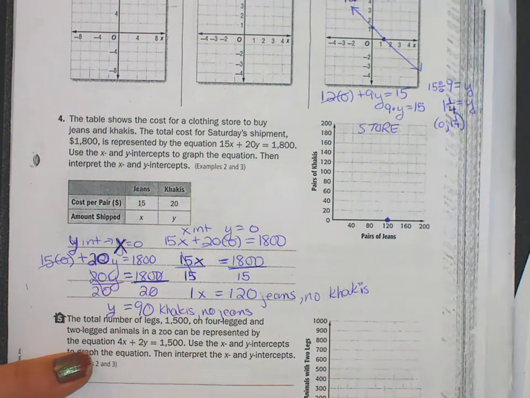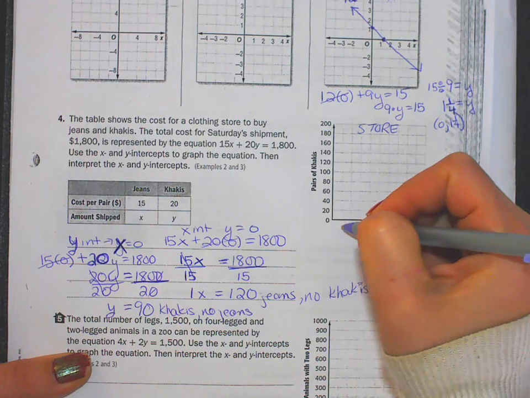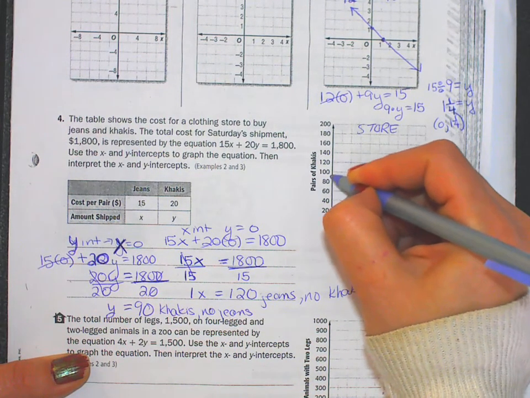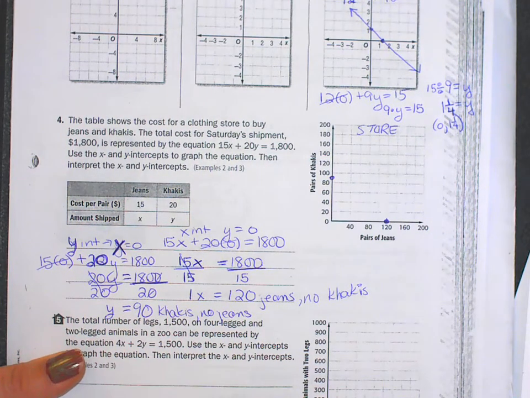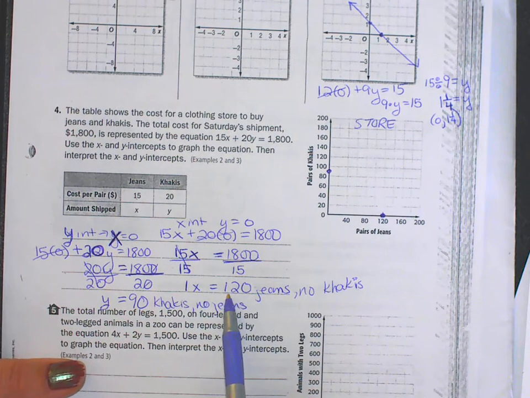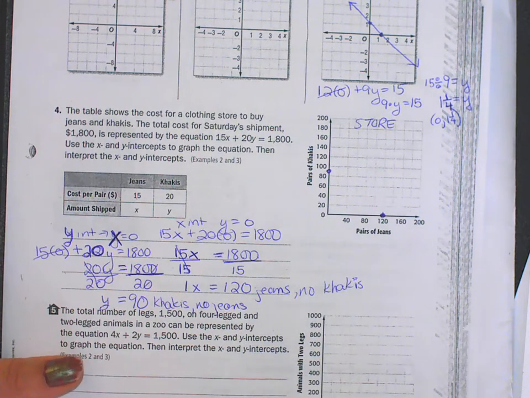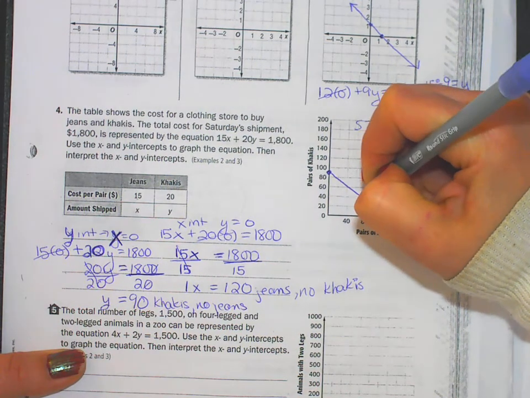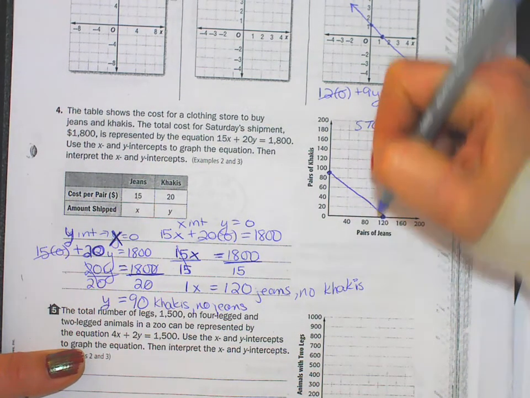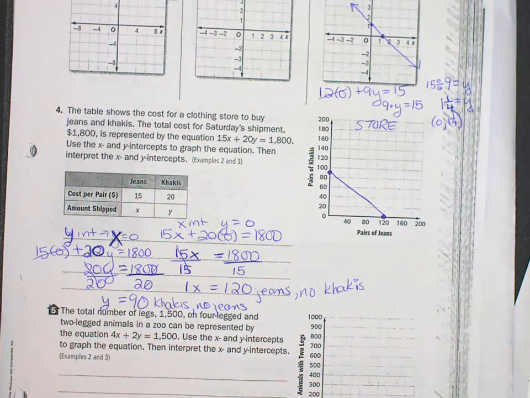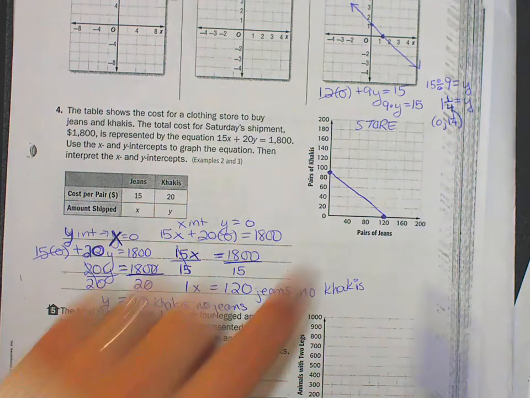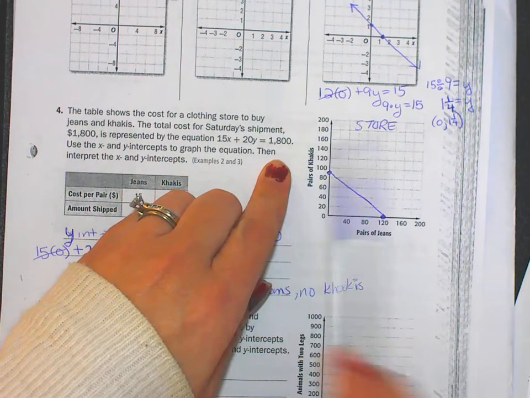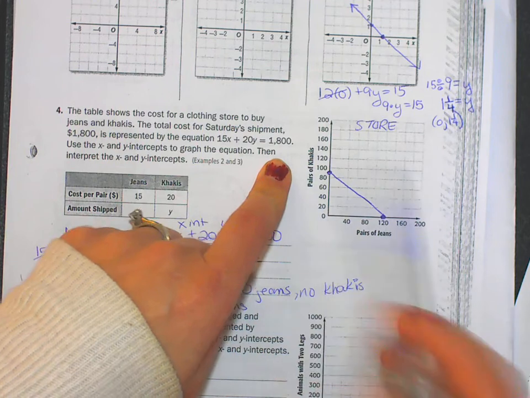For $1,800, if you are at all interested, you can buy 90 khakis from this store, but you can't get any jeans. And for $1,800, you can buy 120 jeans and no khakis. And then, for $1,800, you can buy a mixture of jeans and khakis. And the graph looks like this. Now, a lot of graphs, I continue the line. If I continue the line over here, that would be quadrant 2, where x's are negative.